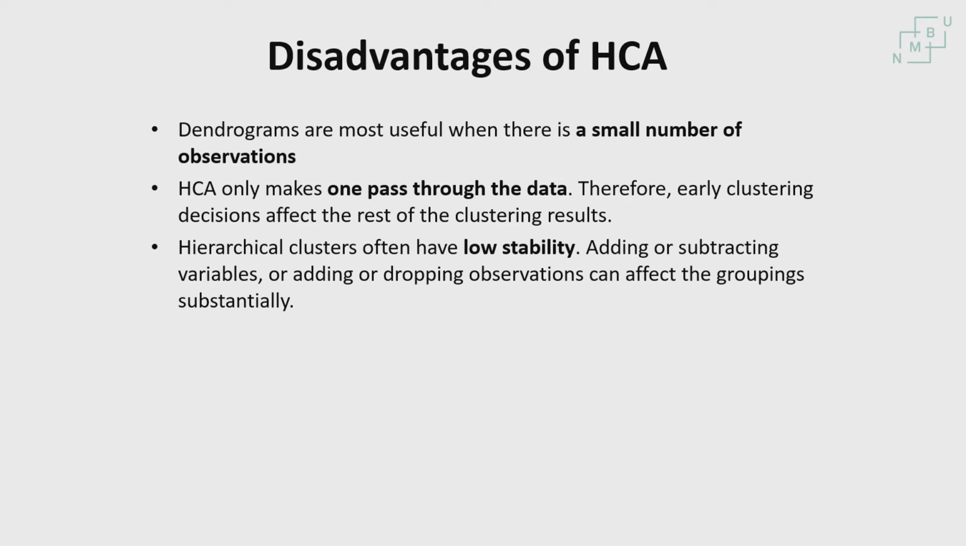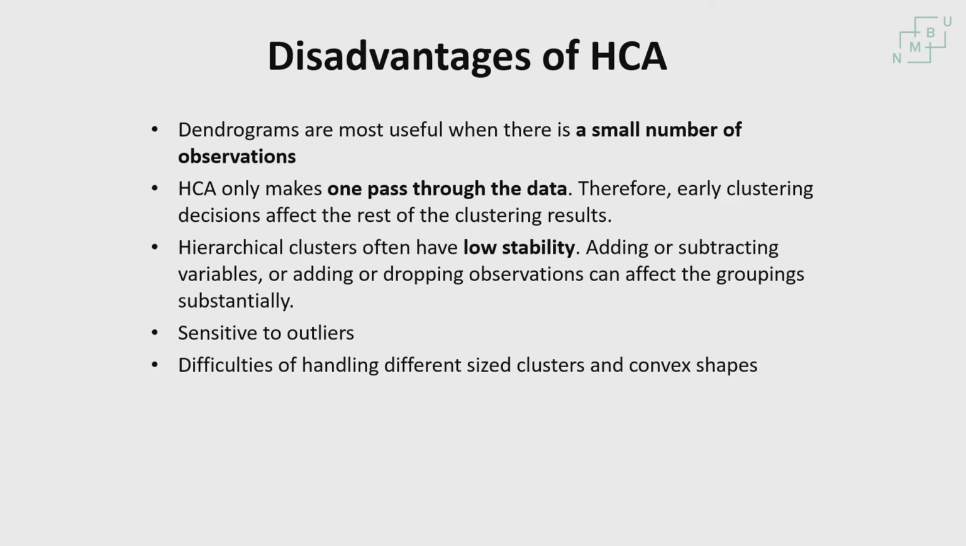Hierarchical clusters often have low stability. That means that adding or subtracting variables, or adding or dropping observations, can affect the groupings substantially. Hierarchical cluster analysis is also sensitive to outliers, and it may have difficulties handling different sized clusters and convex shapes.